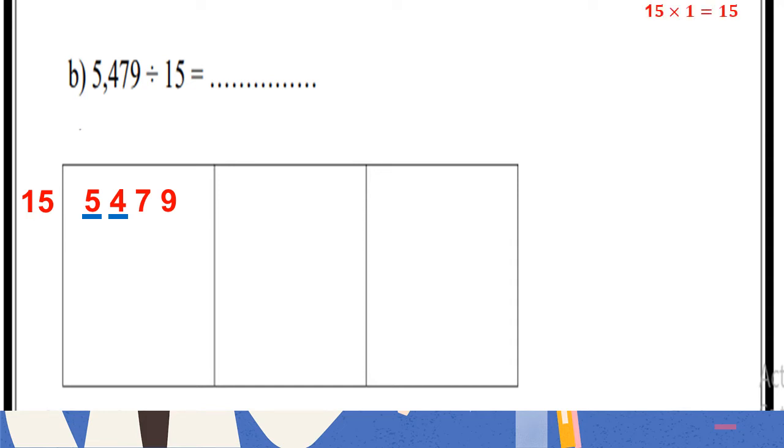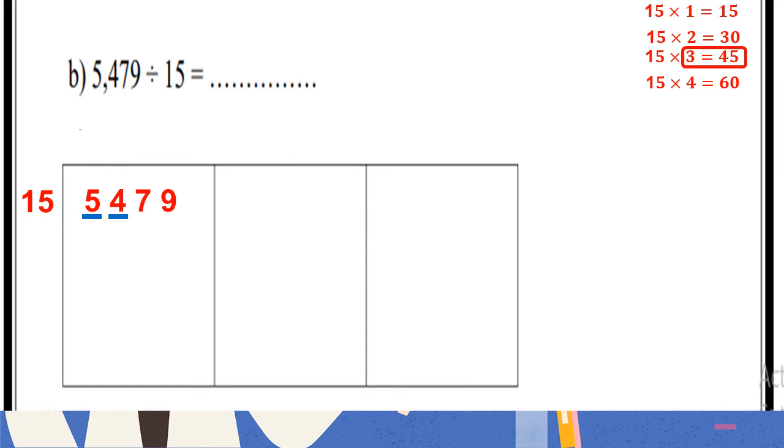Now let's search in table 15 for a number close to and less than 54. Here 15 times 1 equals 15. 15 times 2 equals 30. 15 times 3 is 45. 15 times 4 is 60. No, 60 is bigger than 54. So we will take 45, which is 15 times 3.